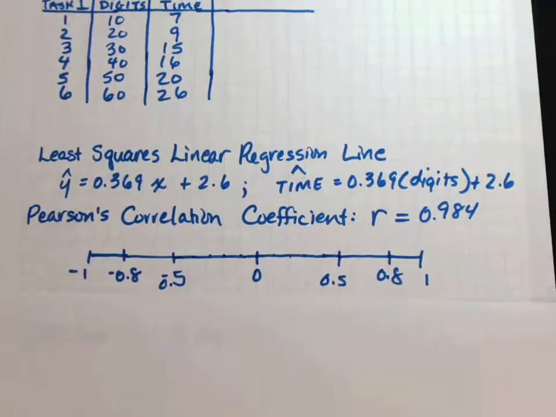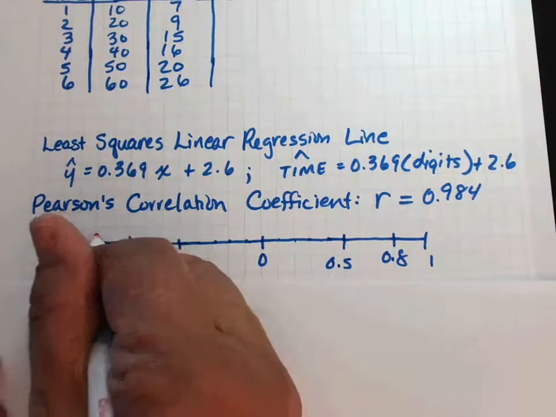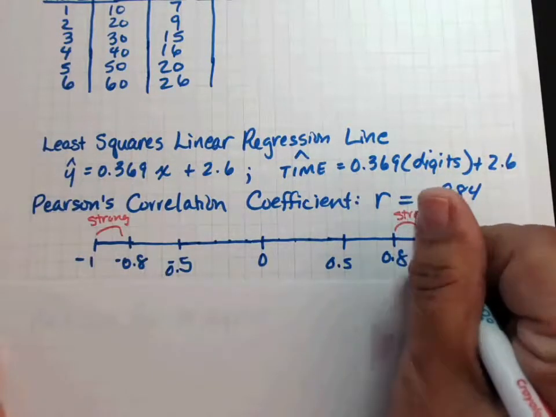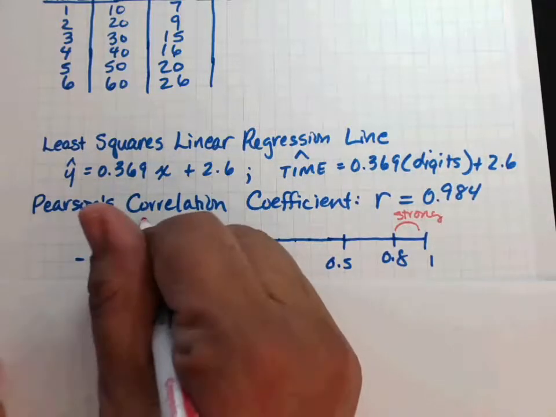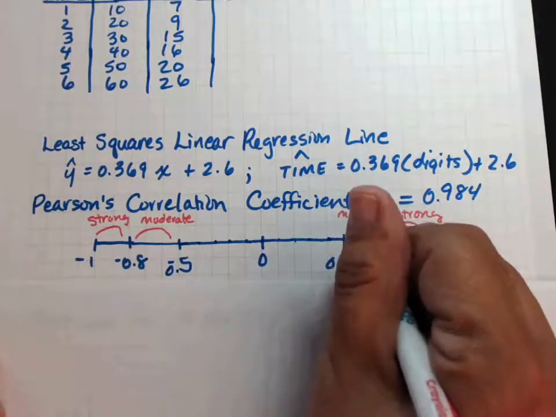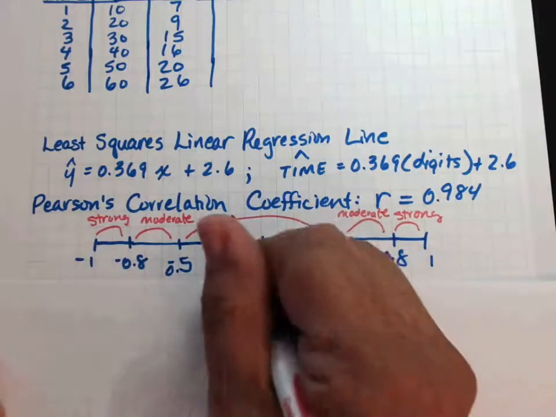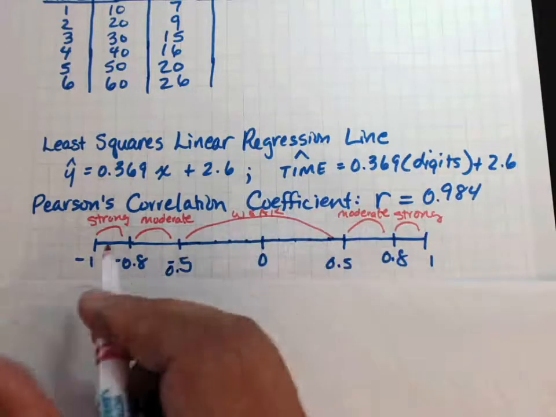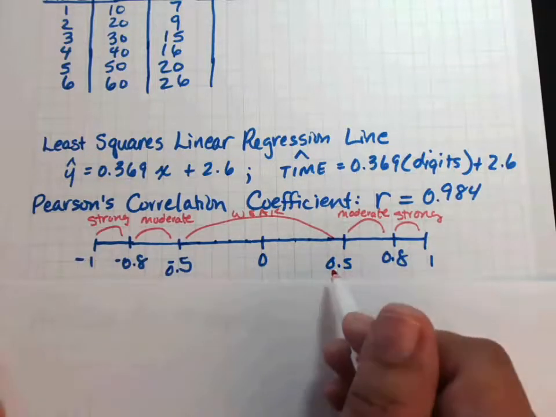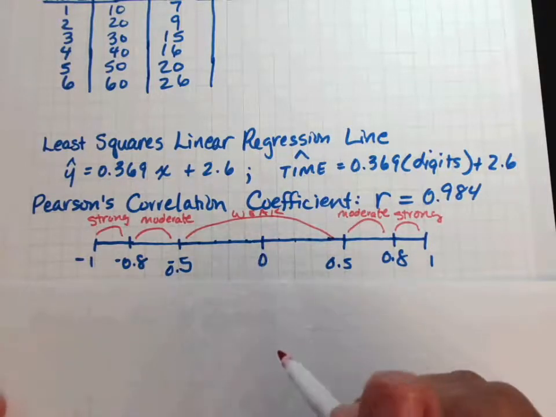Have a number line here, looking at R. Strong fits, right here, is considered strong. There and there. Okay. This is considered moderate. And this is considered weak. So from -1 to -0.8, and from 0.8 to 1 is strong, -0.8 to -0.5, and 0.5 to 0.8 is moderate, and then between -0.5 and 0.5, including 0, is weak.